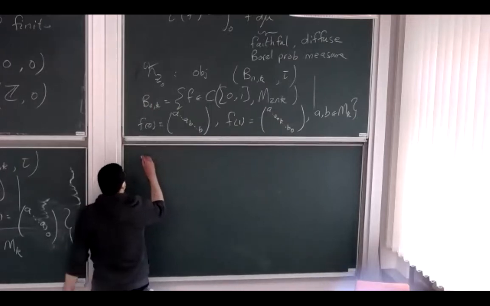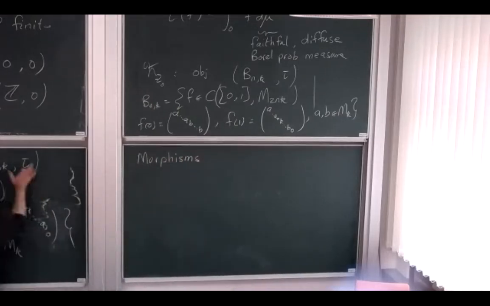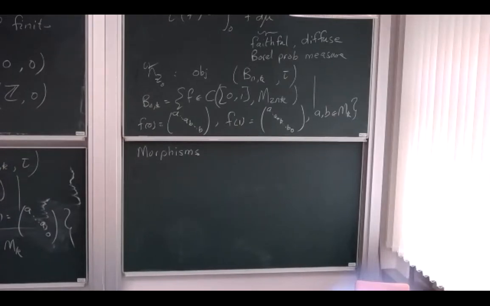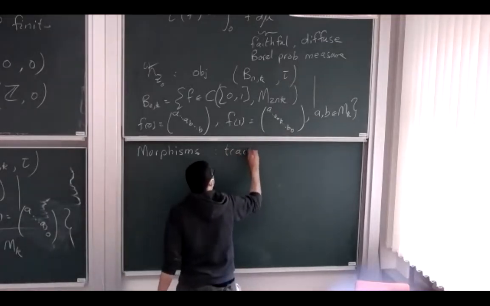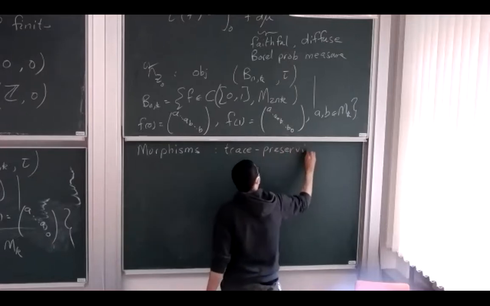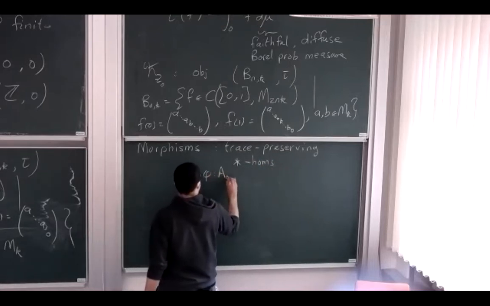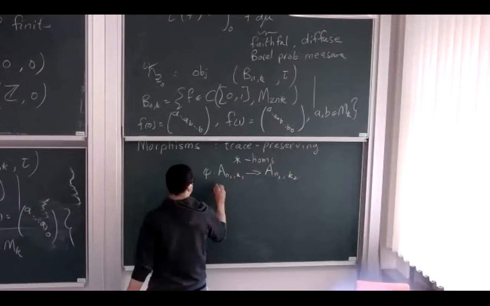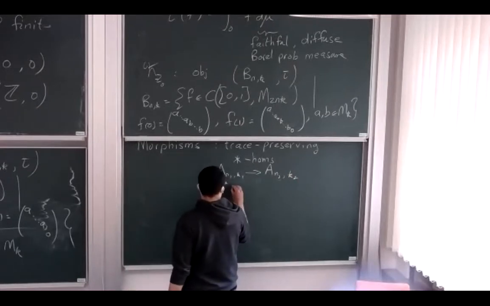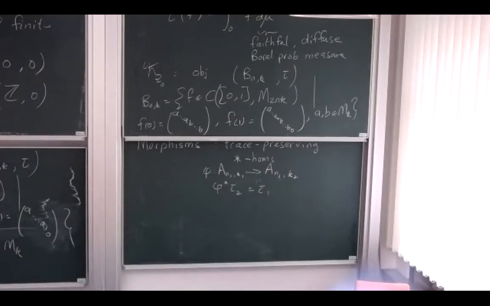All right. So the morphisms are just a star morphism from one to the other that maps the trace to this trace. So these are just trace preserving star homomorphisms. So what I mean is phi goes from A_N1, K1 to A_N2, K2 or B2, K2, and the pullback of tau 2 is tau 1. Both for the A's and the B's, we want trace preserving star homomorphisms.